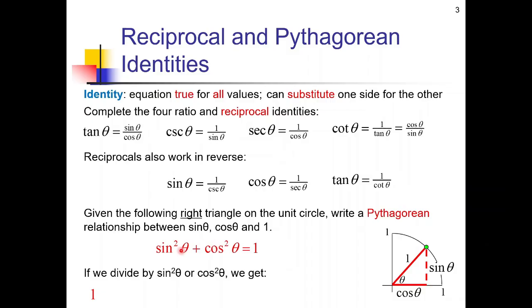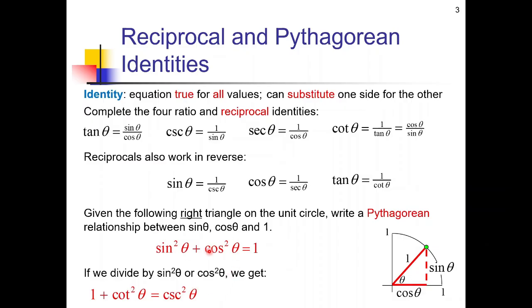Cosine squared divided by sine squared, well, cosine over sine we saw up here is cotan. So cosine squared over sine squared is cotan squared of theta. And then 1 over sine squared is going to be cosecant squared. So we're building on the reciprocal identities that we generated up here. Now let's go through again. So we've got 1 plus cotan squared equals cosecant squared. That's the second of your Pythagorean identities.